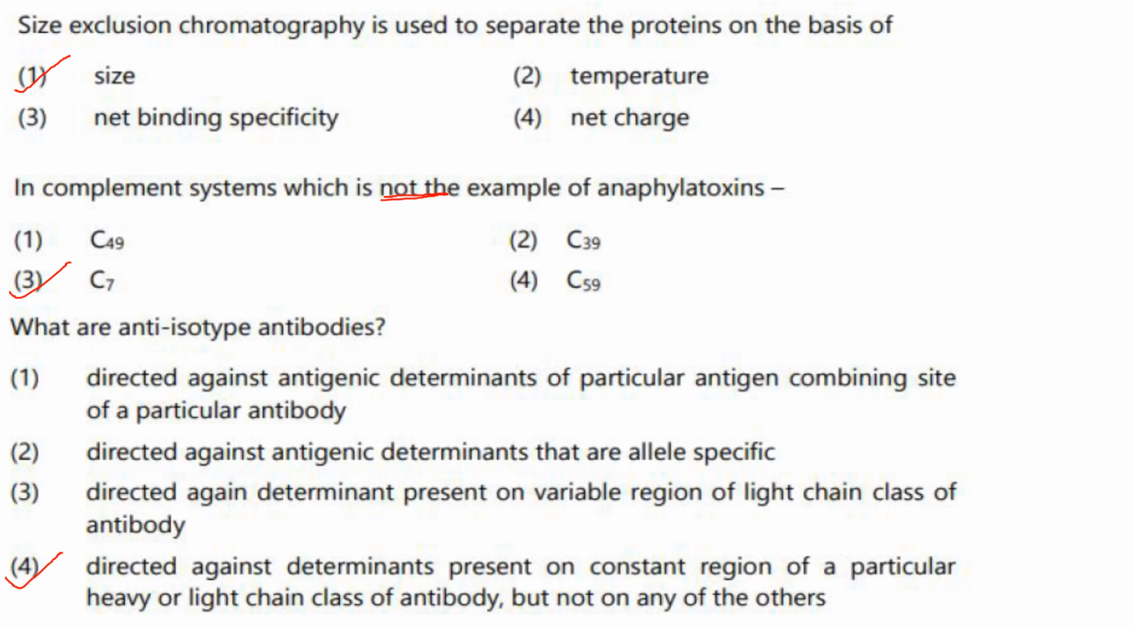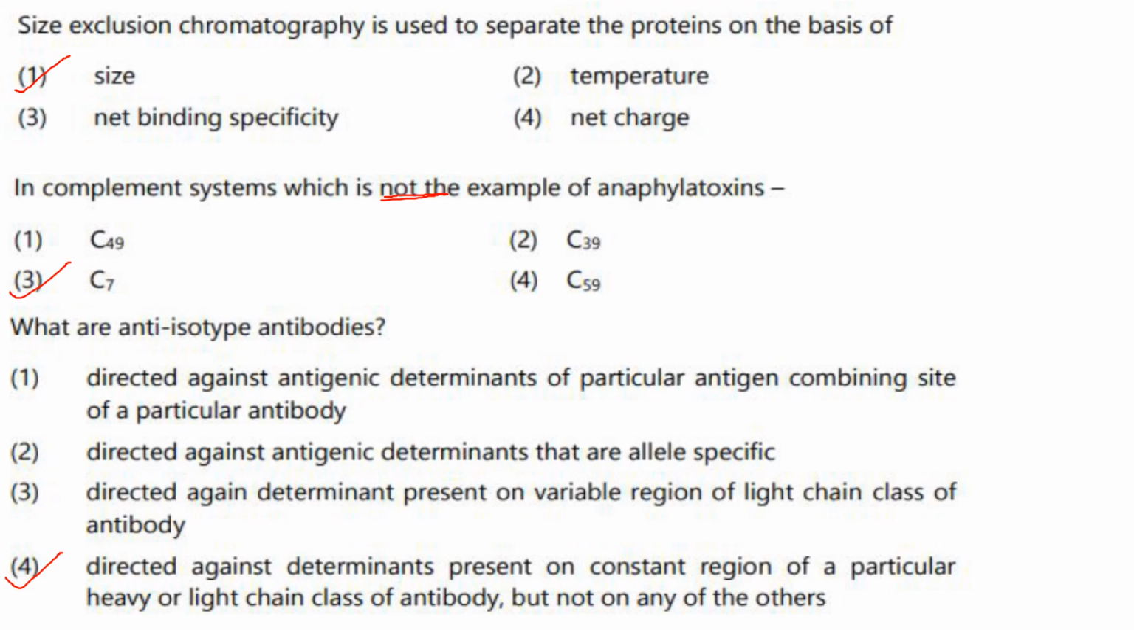And anti-isotype antibodies are specific for heavy chain constant region and light chain constant region. Not variable region but constant region of both heavy chain and light chain. So as per the options given here, option 4, if you see, directed against determinants present on constant region of a particular heavy or light chain class of antibody, but not to any of the others. That is correct. Answer is option 4.